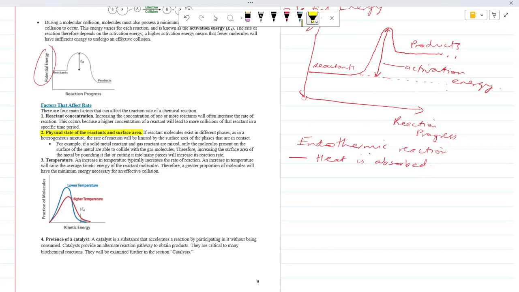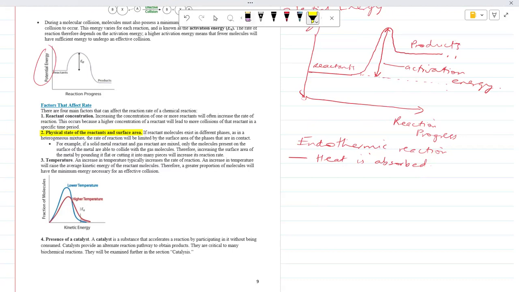Therefore, increasing the surface area of the metal by pounding it flat or cutting it into many pieces will increase the rate of the reaction, right? Once you increase the surface area by pounding or cutting into pieces, more of the metal surface is exposed to the gas reactant, and then the reaction will proceed a little bit faster. So that's one way in which the rate of a chemical reaction can be increased.